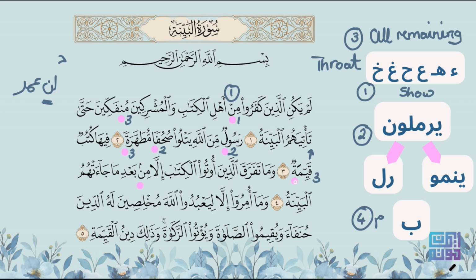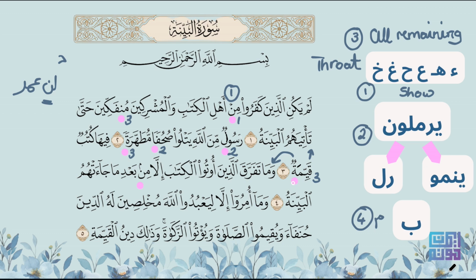What about this? Qayyimatun. I have tanween after it, a waw. This is if I'm going to connect. This waw belongs to group number 2, idgham, yarmalun. So there will be a ghunna. Qayyimatun wa ma. But if I stop, I'm going to stop on a ha.